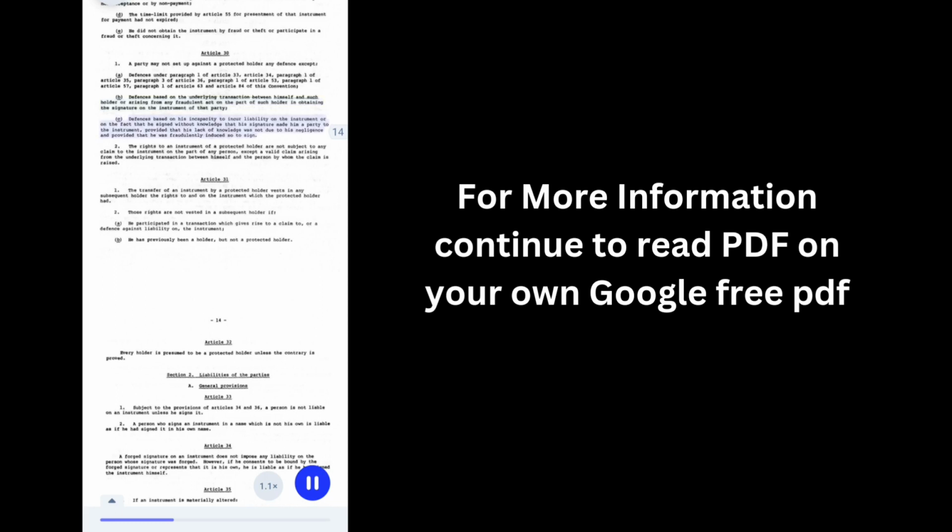C. Defenses based on his incapacity to incur liability on the instrument or on the fact that he signed without knowledge that his signature made him a party to the instrument, provided that his lack of knowledge was not due to his negligence and provided that he was fraudulently induced to sign. 2. Claims to the instrument may not be raised. The rights to an instrument of a protected holder are not subject to any claim to the instrument on the part of any person, except a valid claim arising from the underlying transaction between himself and the person by whom the claim is raised.